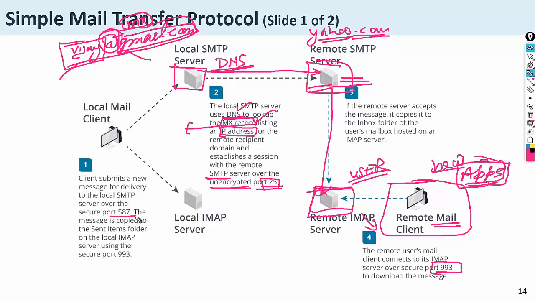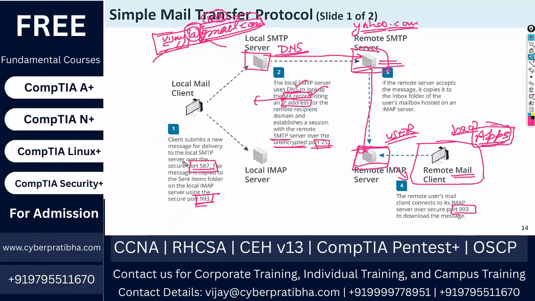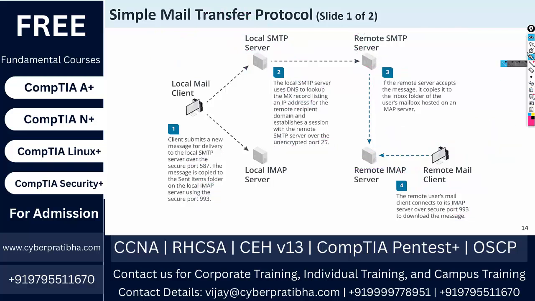Sending a message uses port number 587 and receiving a message uses port number 993. This means two protocols are working, SMTP secure and IMAP. So what is IMAP? We will discuss it later. So this is the process where we can send the mail and receive the mail.